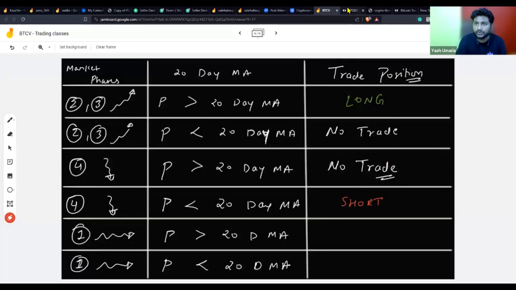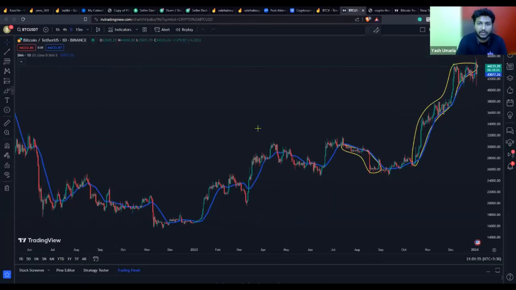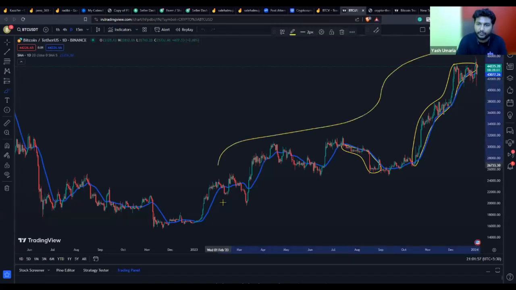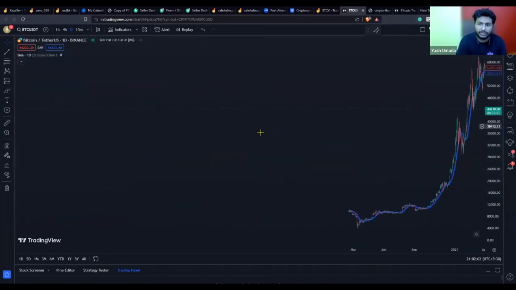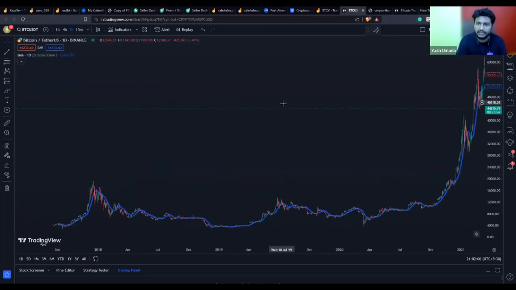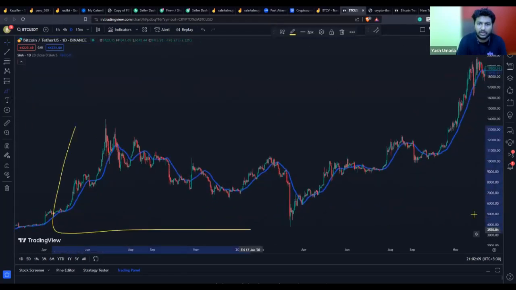For example, let me show you. Right now, from my point of view, we are still in the accumulation phase. So this is all accumulation phase. Let me show you the previous accumulation phase. So this is all accumulation phase. See, it might not look good, but yeah, this is all accumulation phase.